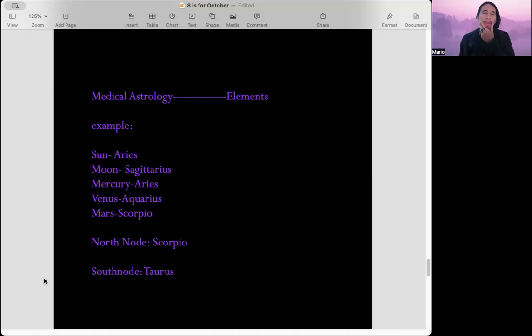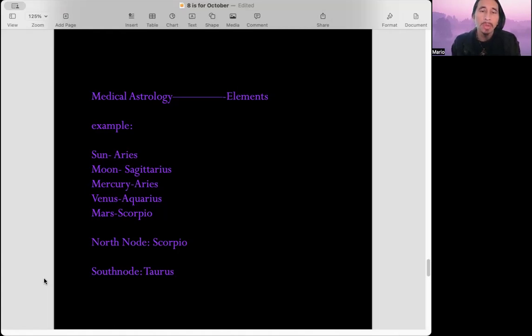This is a very simple layer of just looking at what element the particular planet is in, which sign is ruled by that particular element. You have to have a little knowledge here, and it's something you could easily use a search engine to discover. Here I have a chart example of the Sun, Moon, Mercury, Venus, and Mars. I also add in the nodes because the nodes are really important in terms of what energy is available to the person. The South Node is what energy is always leaving the body. The North Node is what the body is receiving, what it's open to receiving. That's very significant in relationship to medical astrology.